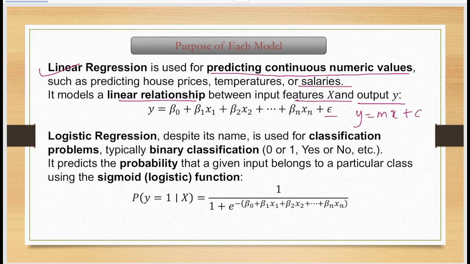Here x is the input feature, the independent variable, and y is the output feature, the dependent variable. So this always gives a linear model, a linear equation. This is the linear relationship.